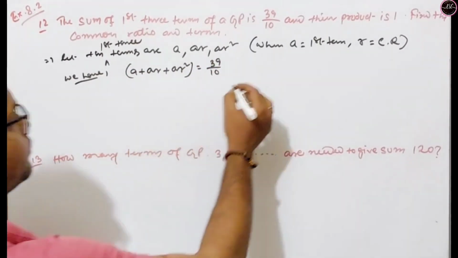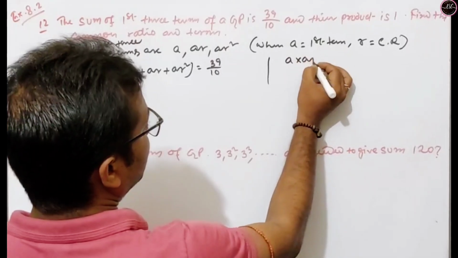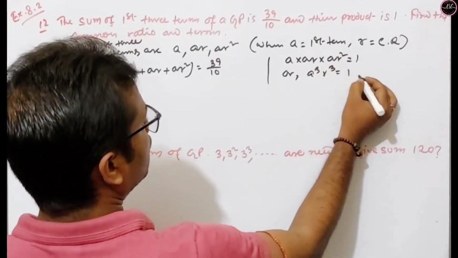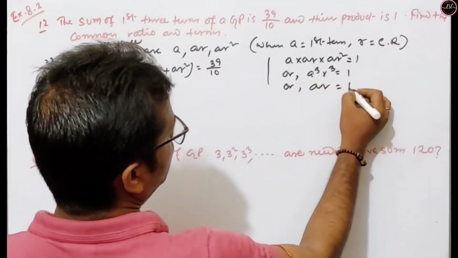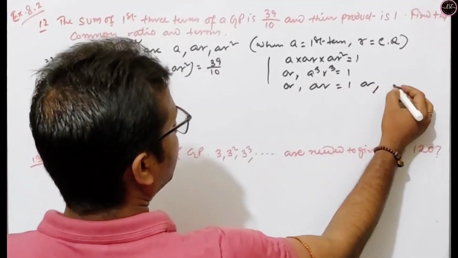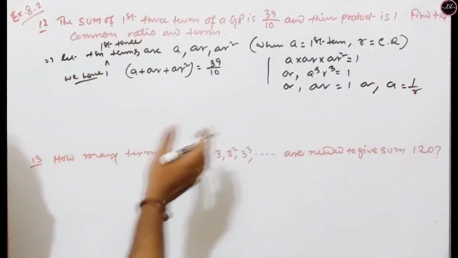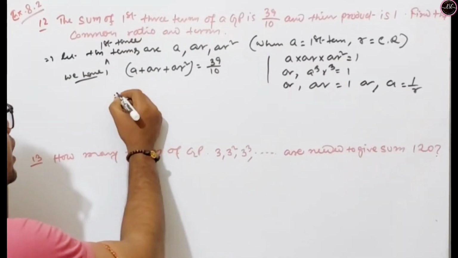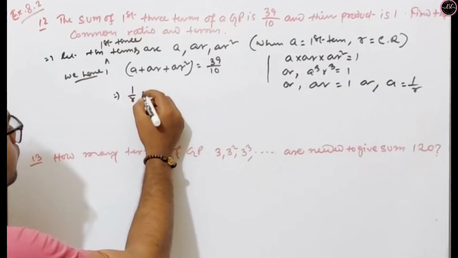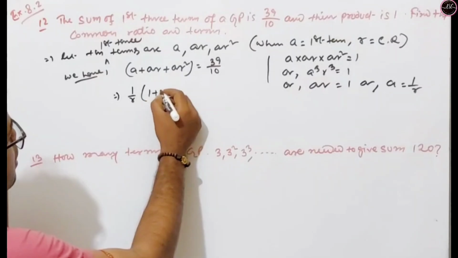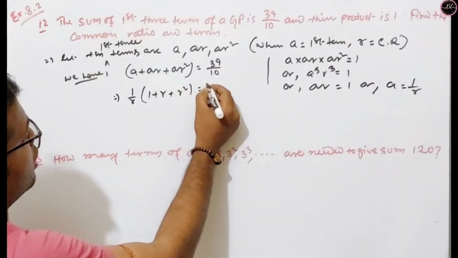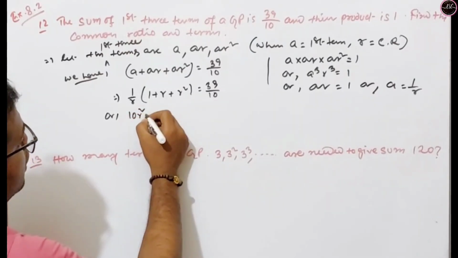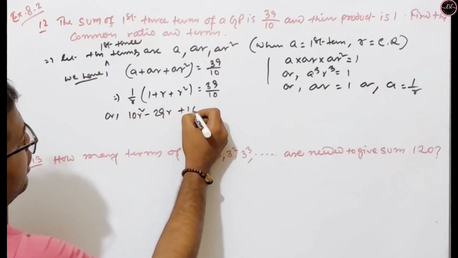And a into ar into ar square equal to 1, or a cube r cube equal to 1, or ar equal to 1, or a equal to 1 by r. Just put the value of a in this equation. So we get 1 by r into (1 plus r plus r square) equal to 39 by 10, or 10 r square minus 29 r plus 10 equal to 0.